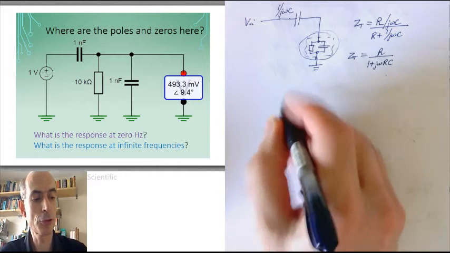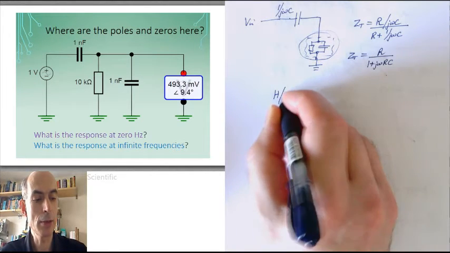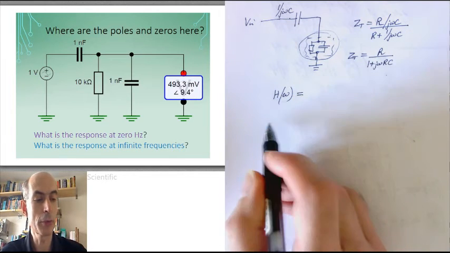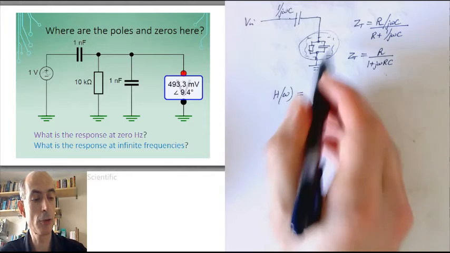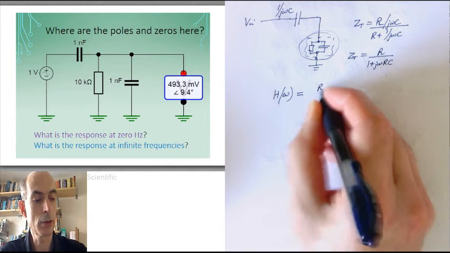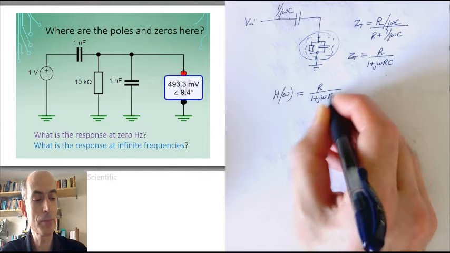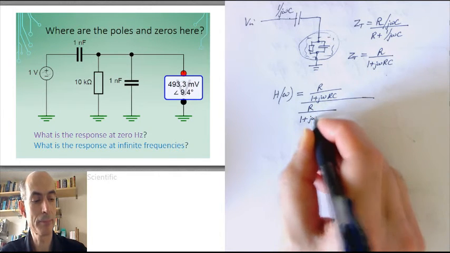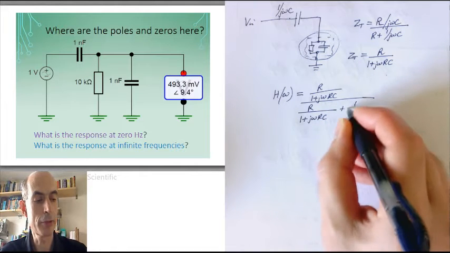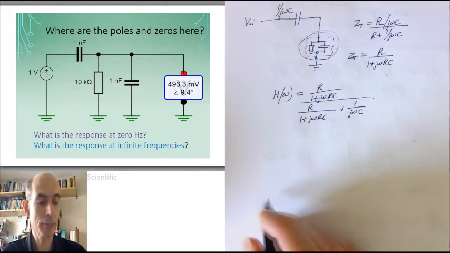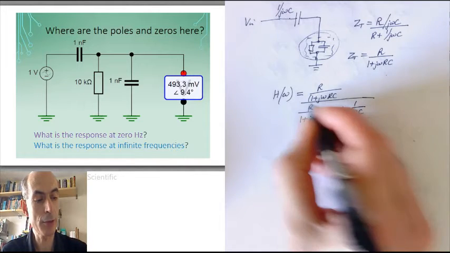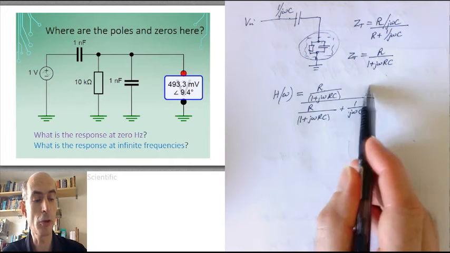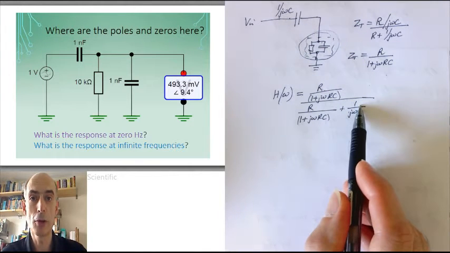Put that into the potential divider equation, and I would get the gain as a function of frequency, which is the frequency response, h of omega, is the impedance of this term here, R over 1 plus j omega rc, divided by the total impedance in the potential divider, plus 1 over j omega c. Here, I'm going to try and get this into our standard form, or at least in terms of a polynomial on the top divided by a polynomial on the bottom.